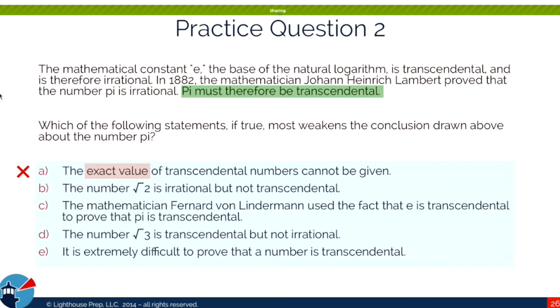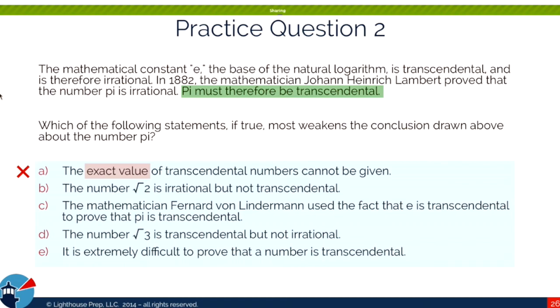Well, this logic in the answer choice here is giving you a counterexample of square root of 2 is irrational, but not transcendental. So that's a counterexample to pi, not to E. And therefore, I think it does weaken the conclusion. So I'm going to keep that one for now, but still eliminate some of the other answer choices.